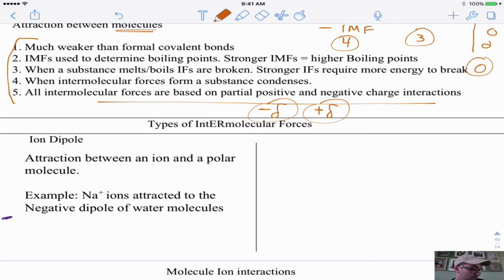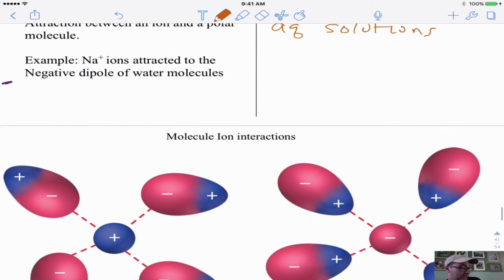The first type of intermolecular force is something called an ion-dipole. And this is an attraction where you have an ion and a polar molecule. We mostly see this when we have aqueous solutions. And I have a good picture of this on the next page, and here it is.